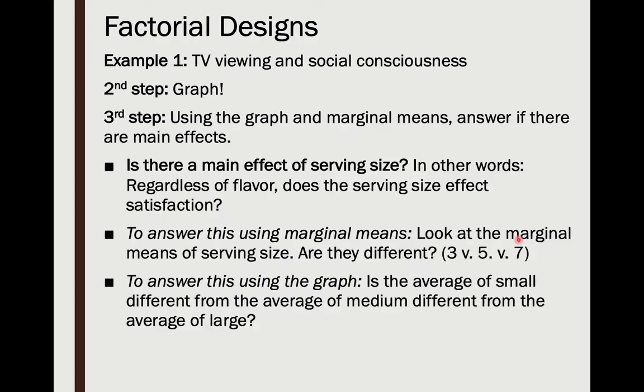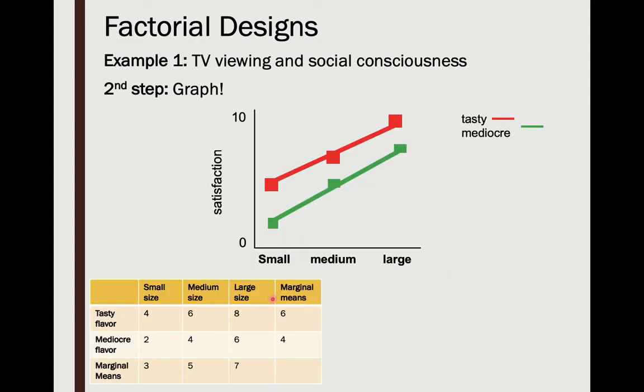Step 3, using the graph and the marginal means, answer if there are main effects. Firstly, is there a main effect of serving size? In other words, regardless of flavor, does the serving size affect satisfaction? To answer this using marginal means, which is the easiest way to do it in my opinion, look at the marginal means of serving size and determine if they're different. Serving size, here's the marginal means, 3, 5, 7. Those seem different to me.